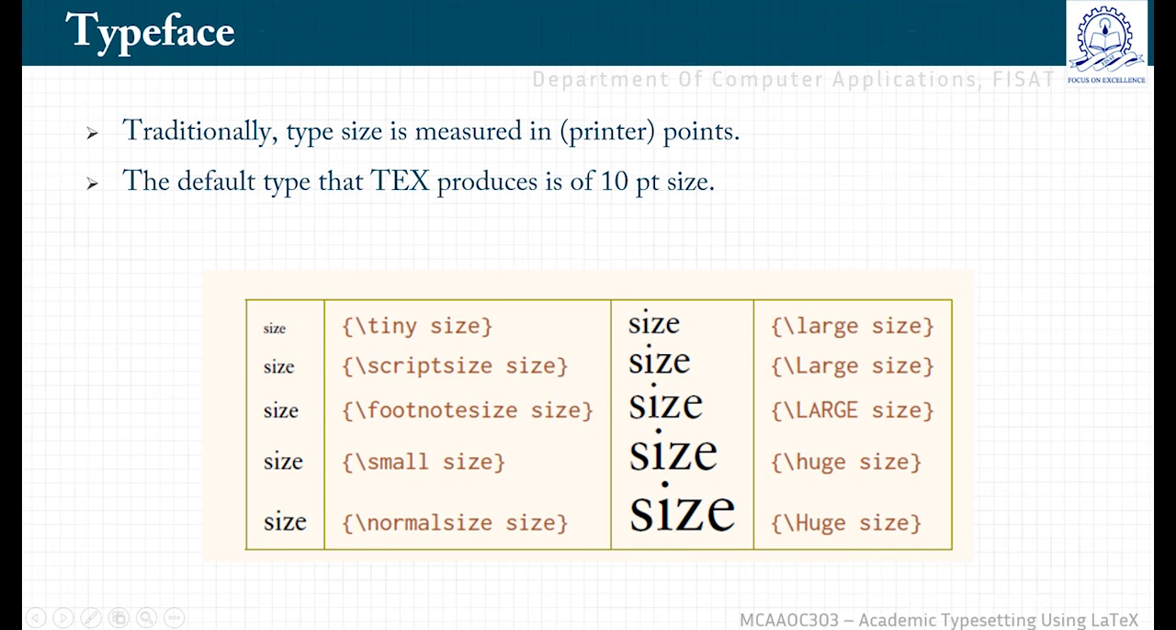Here the normal size corresponds to the size we get by default, and the sizes form an ordered sequence with \tiny producing the smallest type and \huge producing the largest.